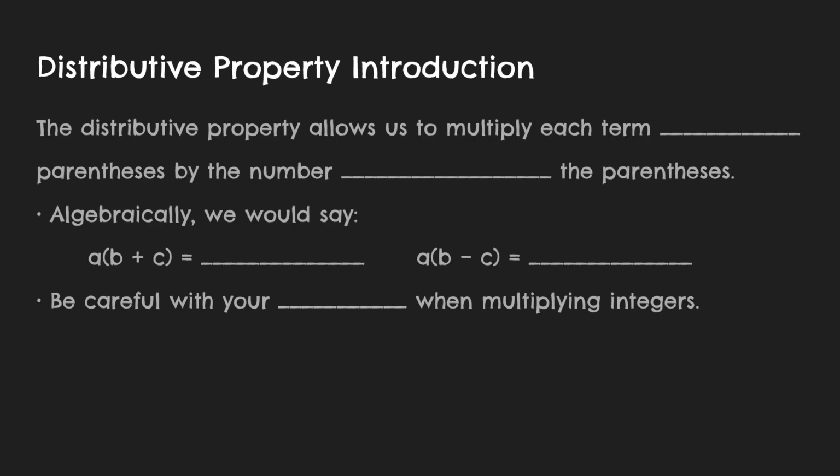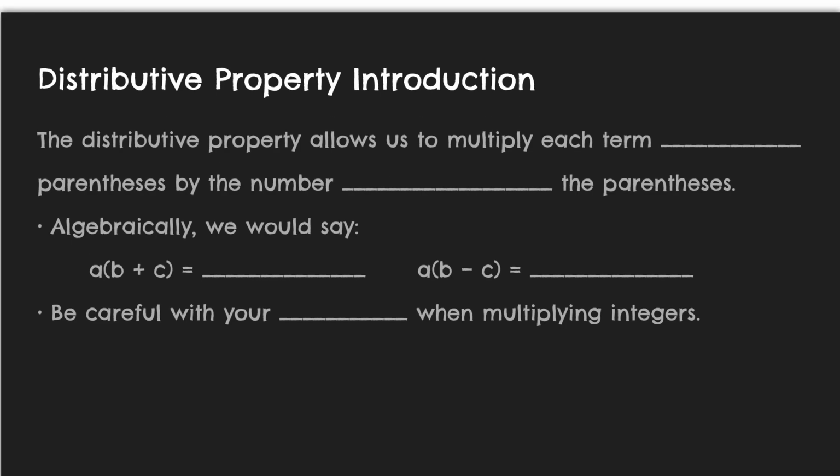The distributive property allows us to multiply each term within the parentheses by the number outside the parentheses. So let's say, inside. That's probably easier. Let me get my pen going here. Inside parentheses by the number outside.